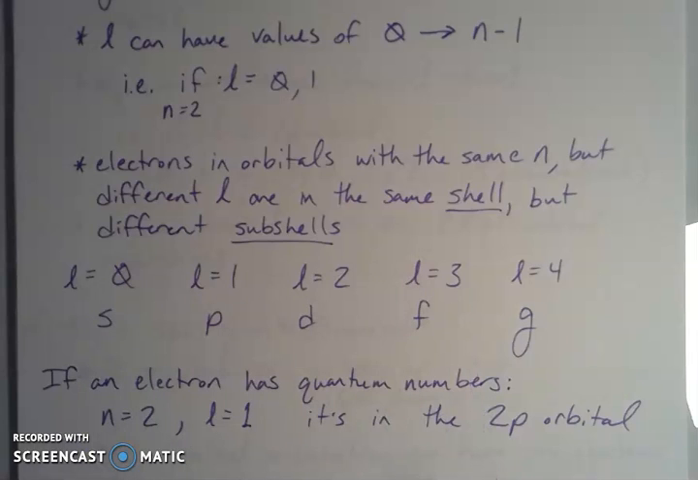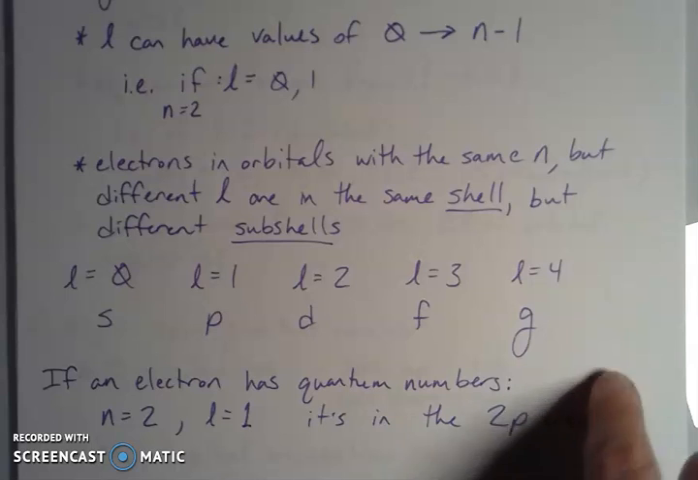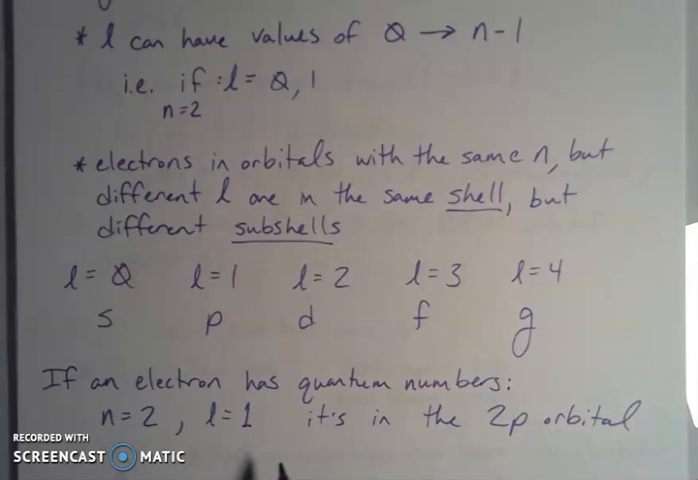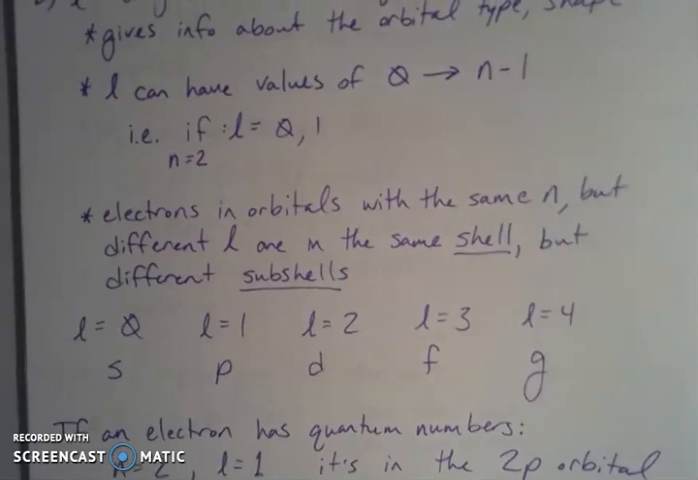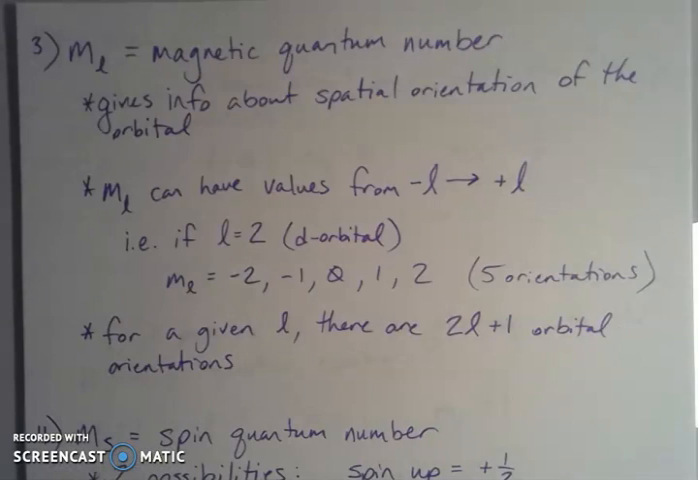Now, if an electron has these quantum numbers, if I have n equals 2 and L equals 1, then it's in the 2p orbital. 2 from my n, p because L equals 1, and I know that correspondence there. So again, it's just a way to classify and categorize my electrons.